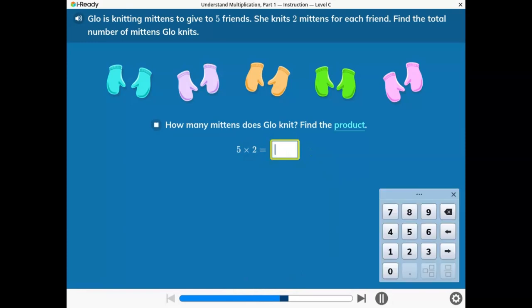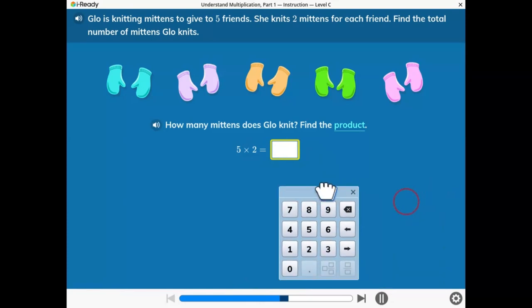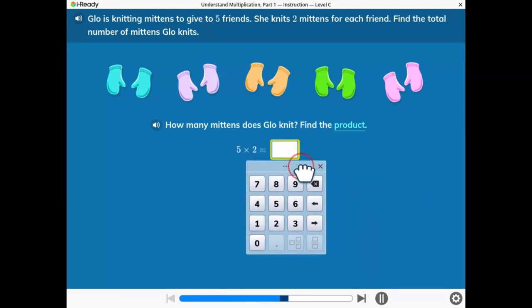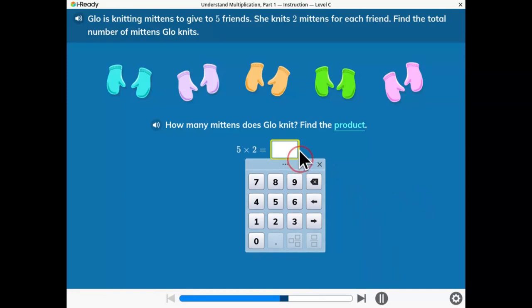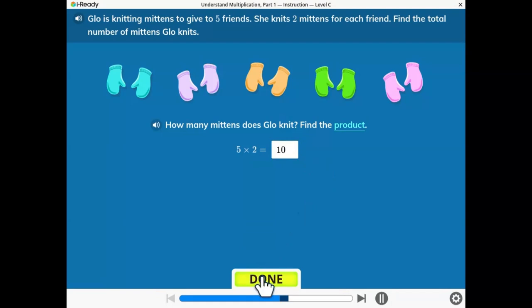How many mittens does Glow knit? Find the product. Glow knits 10 mittens.